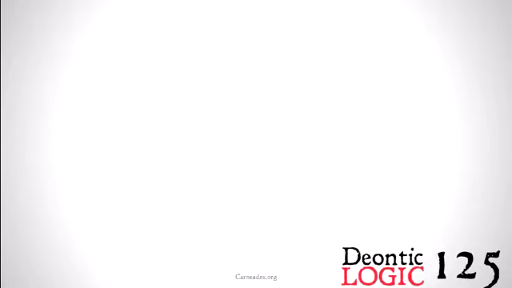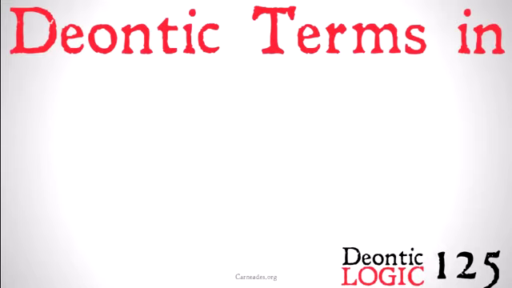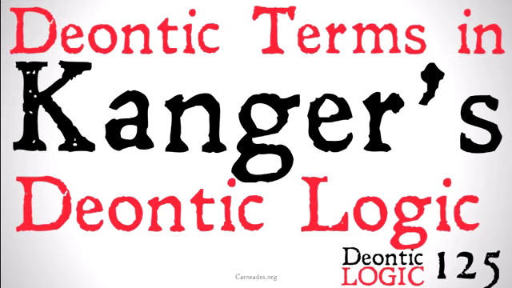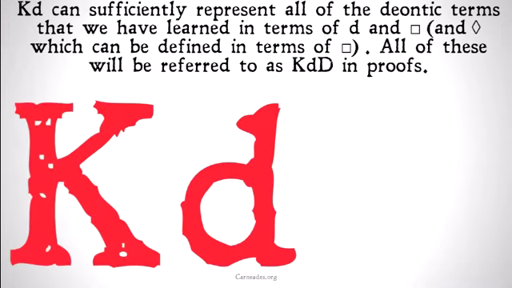Here with Carneades.org, we're going to be continuing with Deontic Logic today, looking at deontic terms in Kanger's Deontic Logic, offering some of the ways that we can define obligatory, permissible, omissible, and impermissible in terms of our new understanding of the propositional constant D and necessity and possibility. So KD can sufficiently represent all of the deontic terms that we've learned in terms of D and necessary, and possible, which can just be defined in terms of necessary.